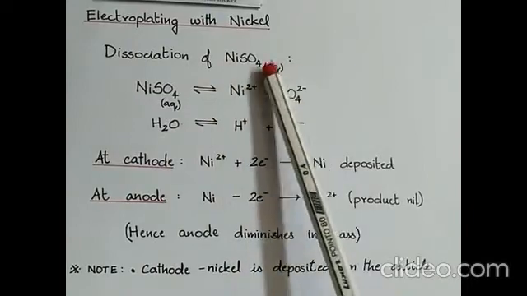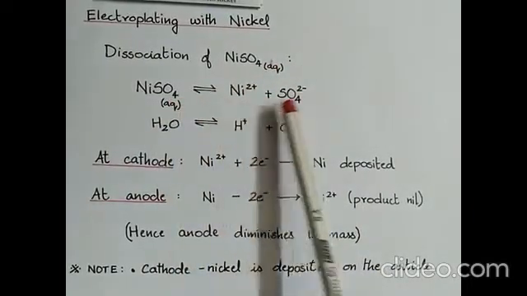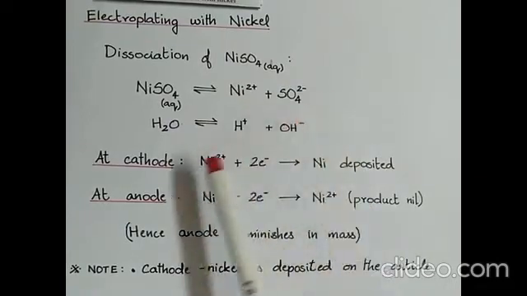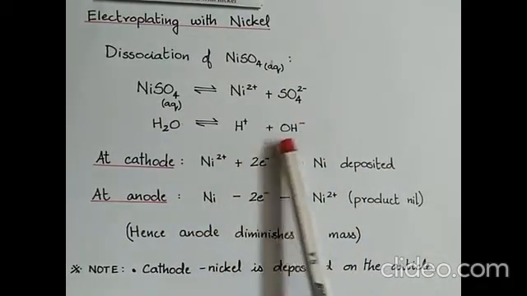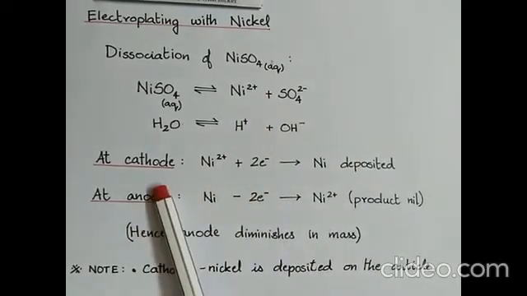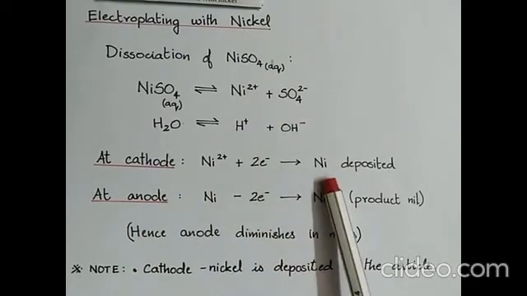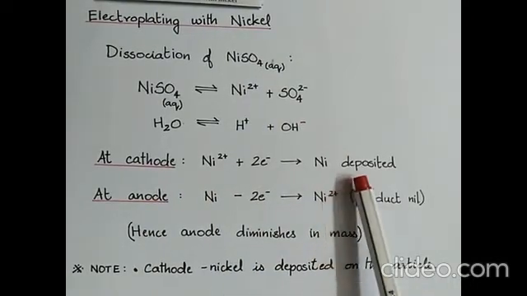Dissociation of aqueous nickel sulfate. Nickel sulfate dissociates to give Ni2+ ions and SO4 2- ion. Water dissociates to give H+ and OH- ion. Nickel ion and hydrogen ion move towards the cathode. Nickel ion is discharged by gaining 2 electrons and it is deposited as nickel metal at the cathode.